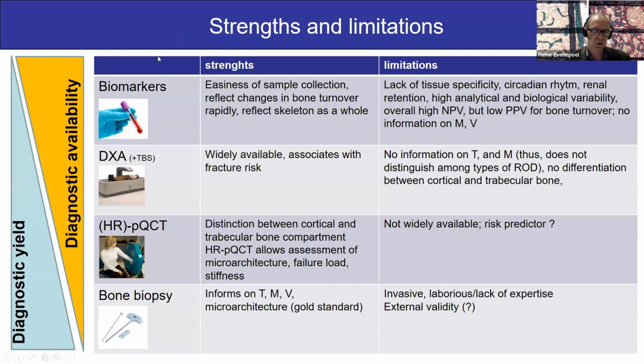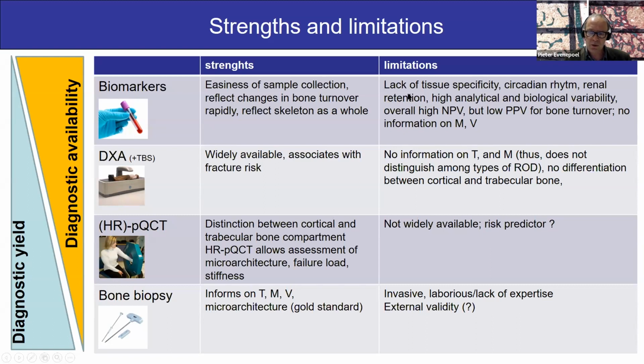Starting, for example, with biomarkers, we know they're very easy to take. The blood sampling is very easy to perform. We can also imagine that they reflect changes in bone turnover very rapidly and also reflect what's going on in the skeleton as a whole. But of course, they also have some limitations. For example, the lack of tissue specificity. Some of them have an important circadian rhythm. Some of them are retained in kidney failure, so that should be acknowledged. Most of them are characterized by substantial analytical and biological variability.